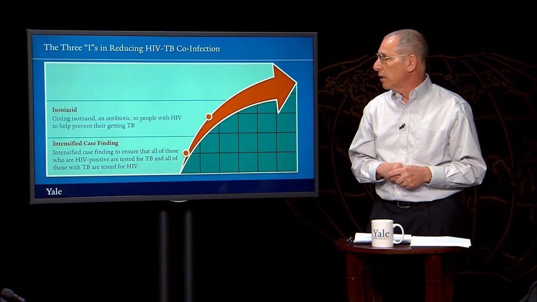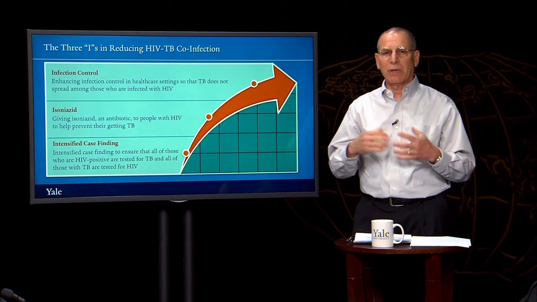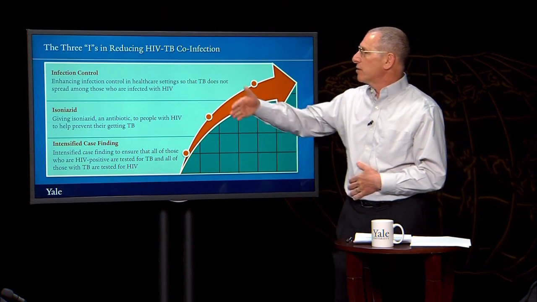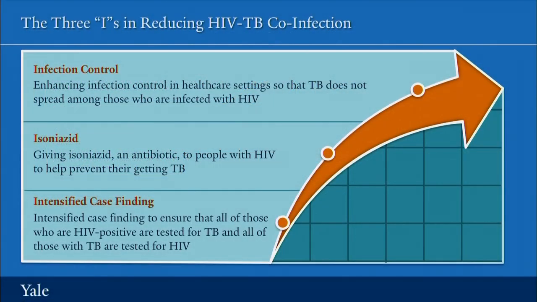Now, in addition, there are a number of measures that the World Health Organization has recommended for the management of co-infection, and these include what they call the 3 I's. The first is infection control, and that's trying to ensure that in healthcare settings, especially settings with lots of people with TB or people who are immune compromised, that infection isn't being spread. And there are protocols for trying to reduce that infection.